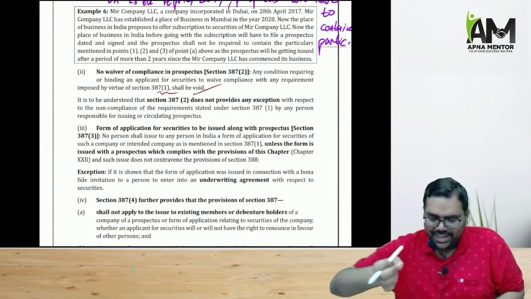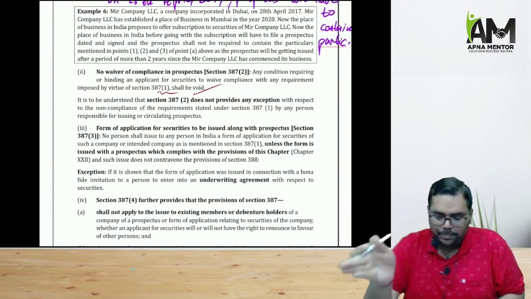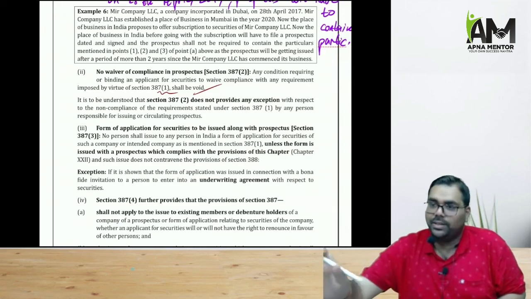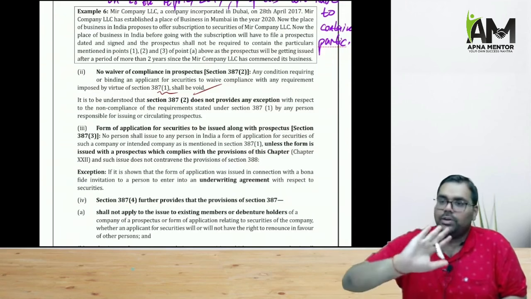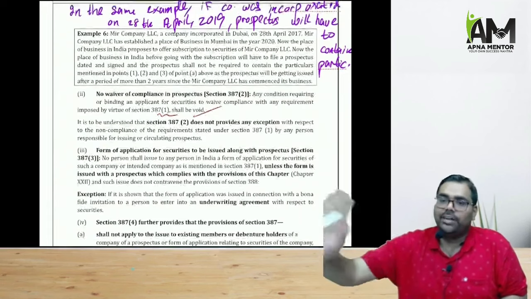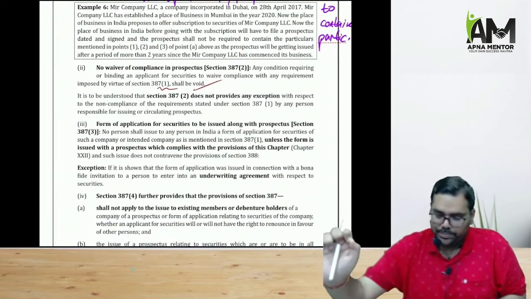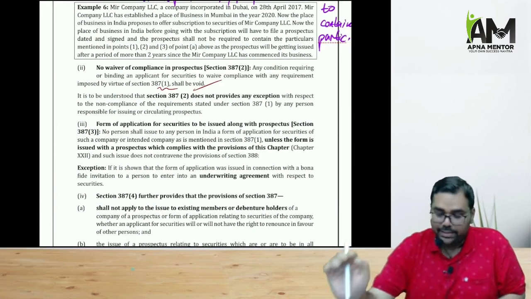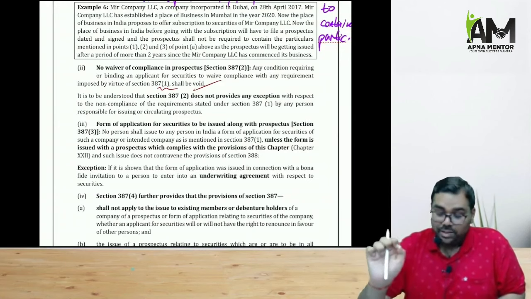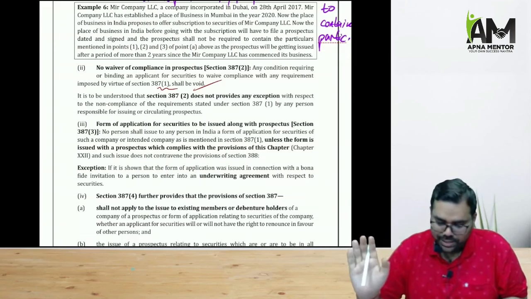If there is any kind of condition, or any kind of request or application, to waive the compliance requirement of 387 subsection 1, that will be void. So basically 387 subsection 1 says you cannot get freedom from it. There will be no waiver of compliance in a prospectus. Any condition requiring or binding an applicant for securities to waive compliance with any requirement under section 387 subsection 2 shall be void.